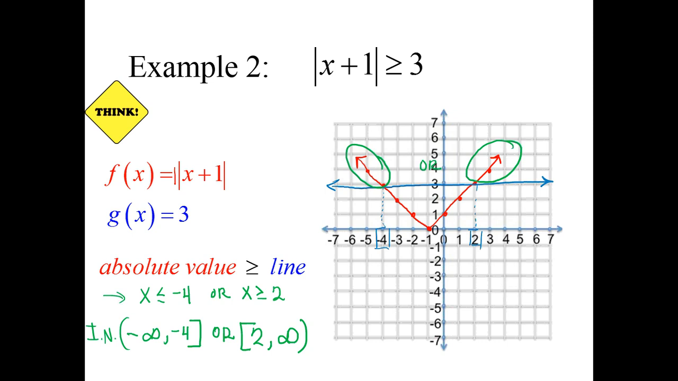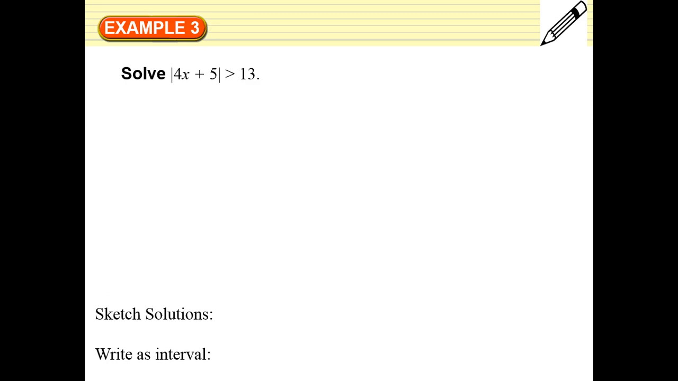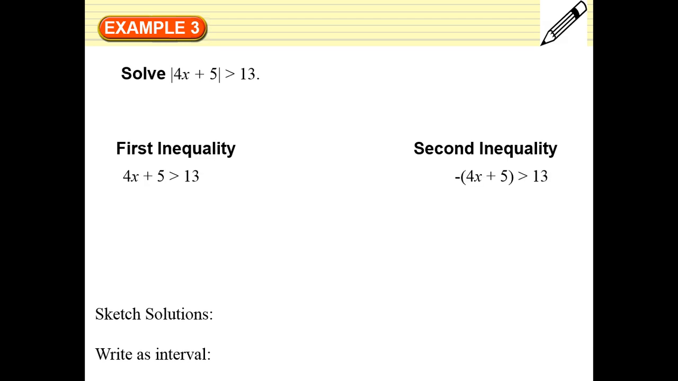Okay, now we're going to take a look at how I would solve these algebraically. So we are going to do like we did with the equals. We're going to set them up into our two inequalities. The first one is going to be the positive slope, and the second one is going to be our negative slope. Okay, so let's go ahead and solve these.